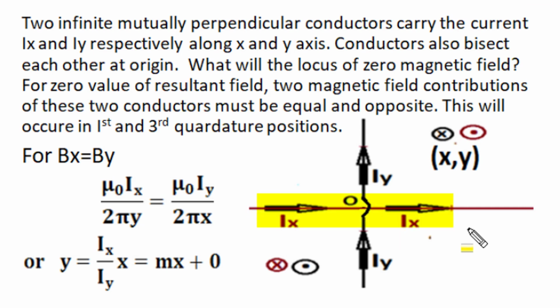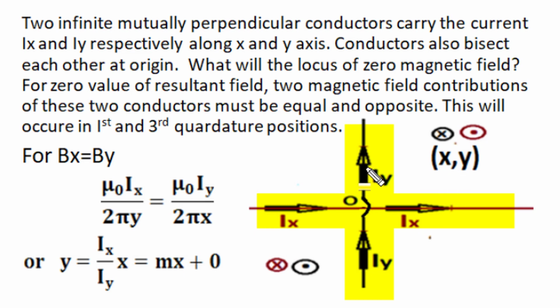Two straight infinitely long conductors are mutually perpendicular and carry current in plus X direction and Y direction as Ix and Iy. They bisect each other at the origin. We have to find the locus of geometry where zero magnetic field exists.